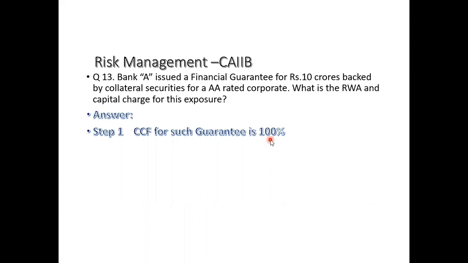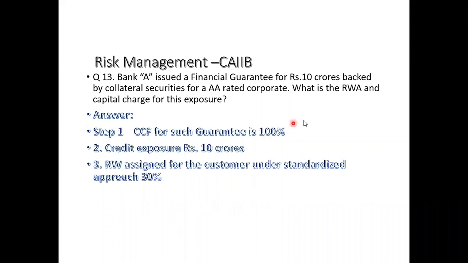Understood? So on 3 occasions you have to use the credit conversion factor, because the question is silent on this one. They will not give it. So for a financial guarantee, you have to immediately imply CCF is applied. What is the financial guarantee CCF? 100%. I will give the chart, don't worry. So 10 crore will become 10 crore.